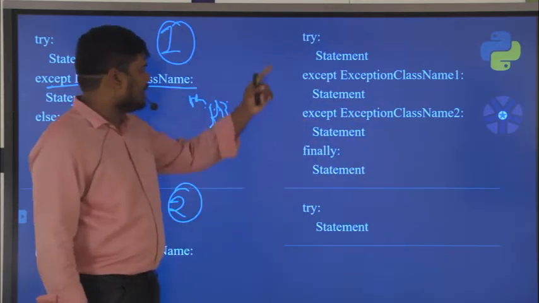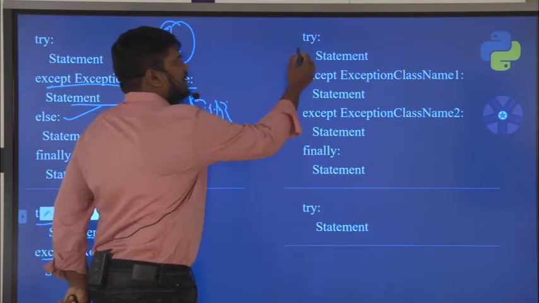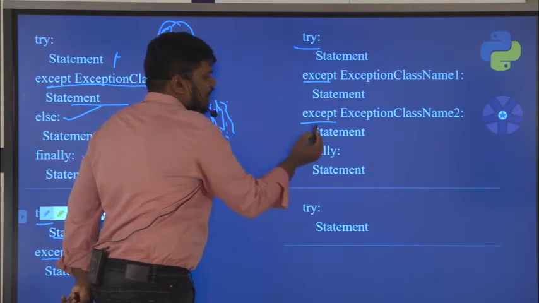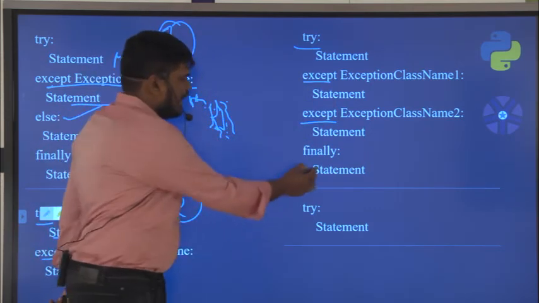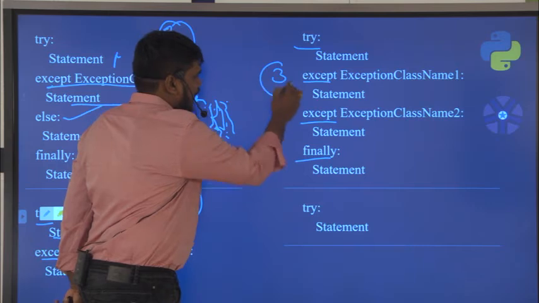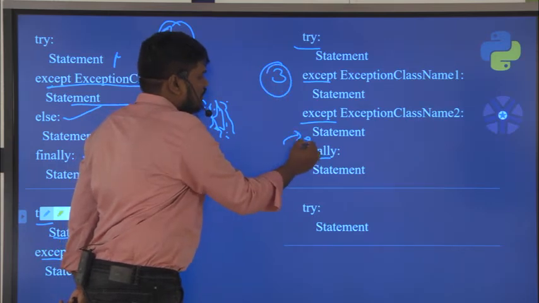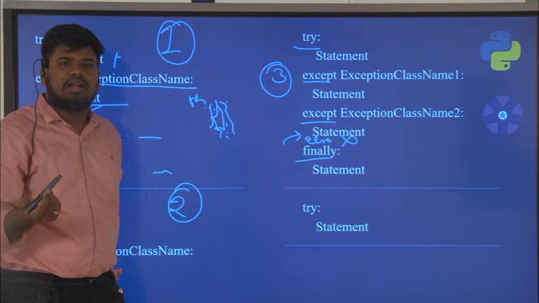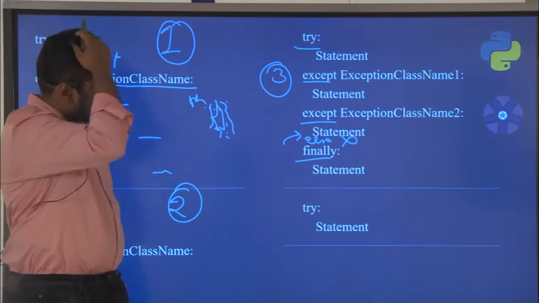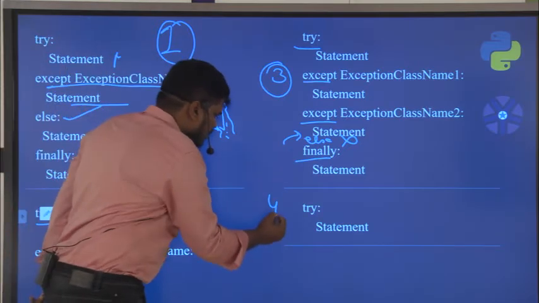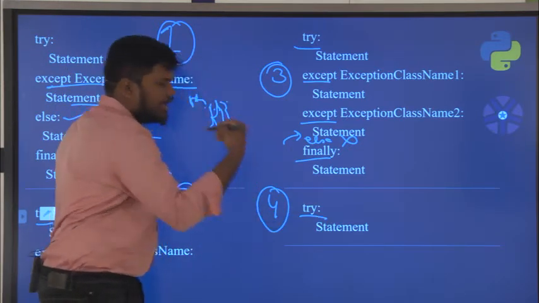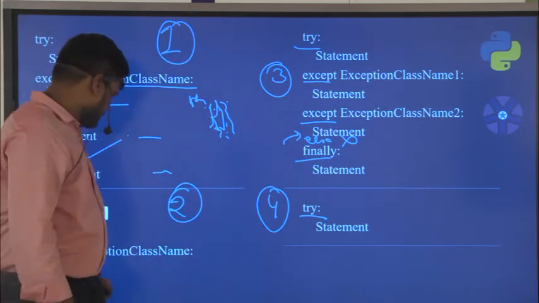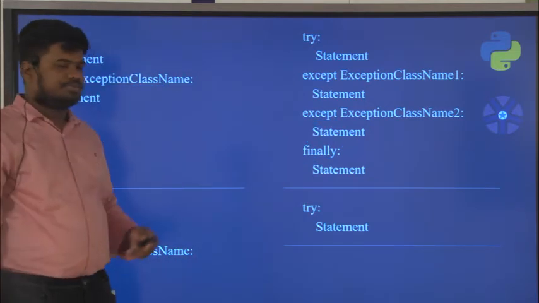And coming to the method here, I'm having one try followed by a number of excepts. I'm having two excepts, and finally this is the third. And here I have not written an else. Else is optional. I can write it or I cannot write it. And coming to the fourth category, I have used a simple try here. So these are the things you have to remember.